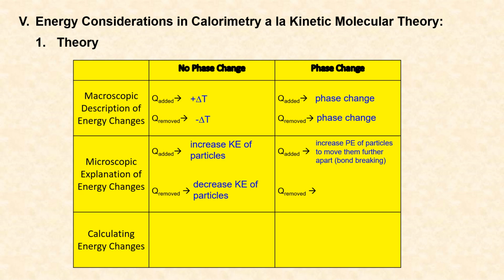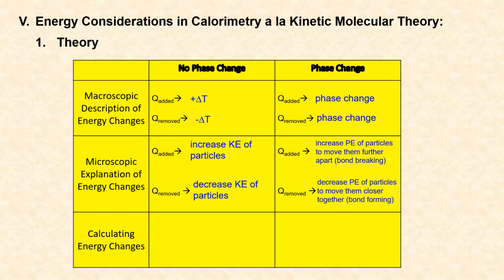Likewise, when heat is removed from an object, the temperature doesn't drop during a phase change, and we can say the opposite. Okay, we can say that the particles are losing potential energy in the process of them moving closer together. We think of this as a bond forming process.